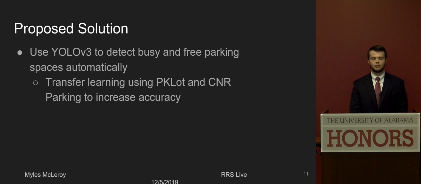What we can do is leverage the past research in PK lot and CNR parking by a method called transfer learning. Transfer learning is where you initialize your network with the weights that correspond to previous training data. So we could train on PK lot and CNR parking, it would be able to accurately recognize those vehicles, and then we initialize our neural network for our data set to train on with those weights. So training is faster and perhaps more accurate because the data is not as biased towards one type of vehicle or one type of parking lot, weather condition, time of day, etc.